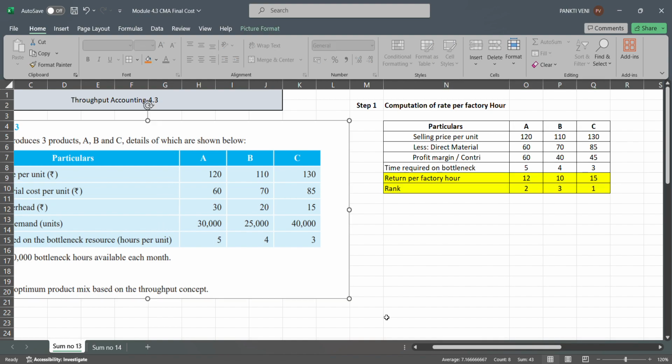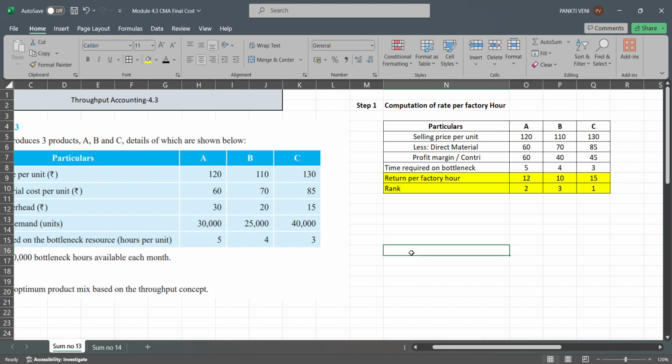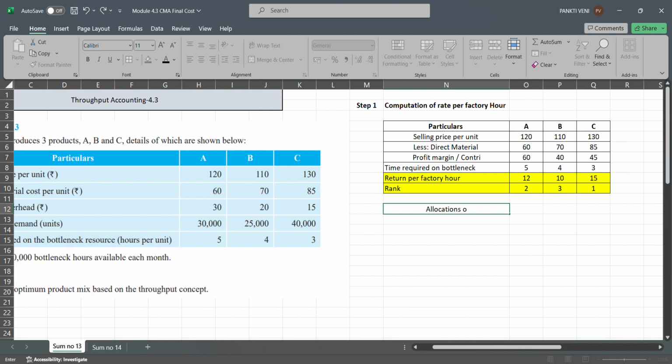Suppose here I have machine hour, then I'll go for return per machine hour. If I have labor, factory is working based on labor, men, then per labor, how much profit I'm getting, that I'll calculate. Now next step is allocation. What I'll do is I'll allocate. So allocations of hours, they have given me total hours, right, according to the rank.